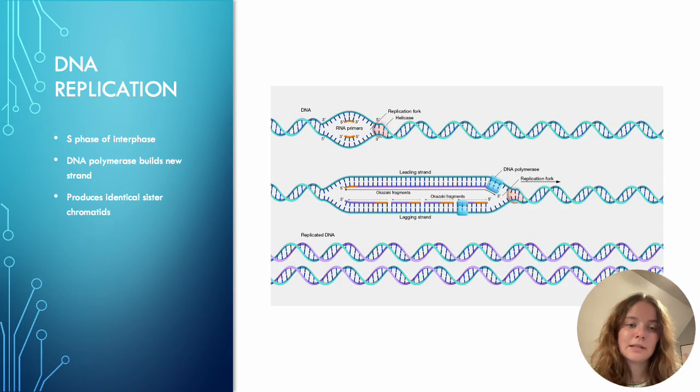So then now we have DNA replication. DNA replication happens in the S phase. And this creates identical sister chromatids for cell division.